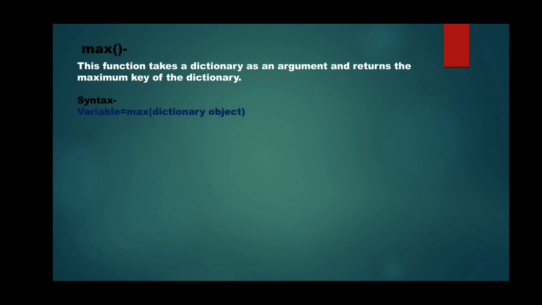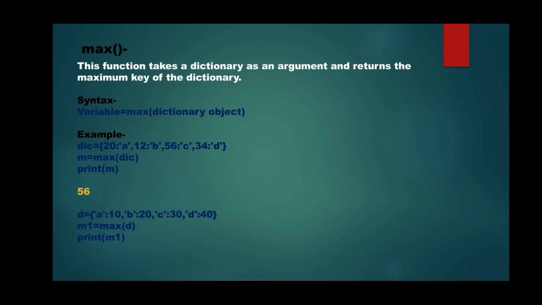In the last, we will come to another function, max, similar to the min function. This max function is going to find the key of the dictionary with the maximum value. The dictionary can have numeric keys, and it can have non-numeric keys also. The syntax is similar: variable is equal to max, then the dictionary object. Now, I have taken the same dictionary and written m is equal to max dic. The maximum value of the dictionary key is 56, so your answer is 56. Another example where I have taken the dictionary keys as strings. The maximum value of this dictionary will be D.